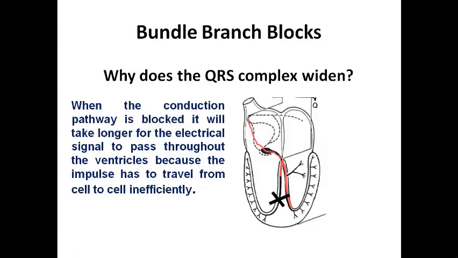Because of course, when the conduction is blocked in one of the bundle branches, it takes longer for the electrical signal to pass through the ventricle, because the impulse has to travel, for example, from the intact ventricle in which the bundle branch is intact to the affected ventricle in which the bundle branch is blocked. This of course will lead to an increase in the QRS complex duration. So in most cases of bundle branch block, you will find widening of the complex.